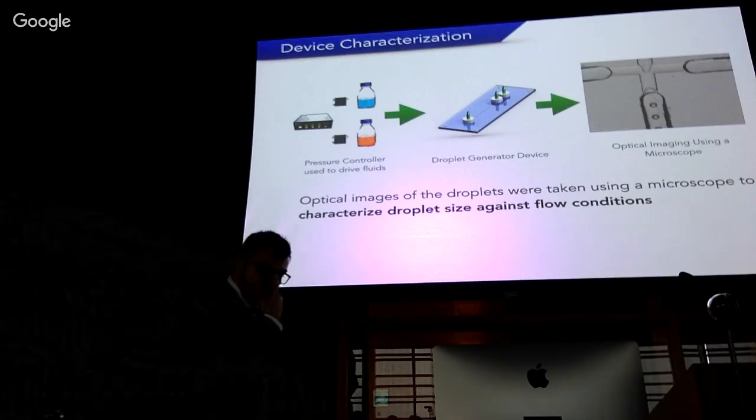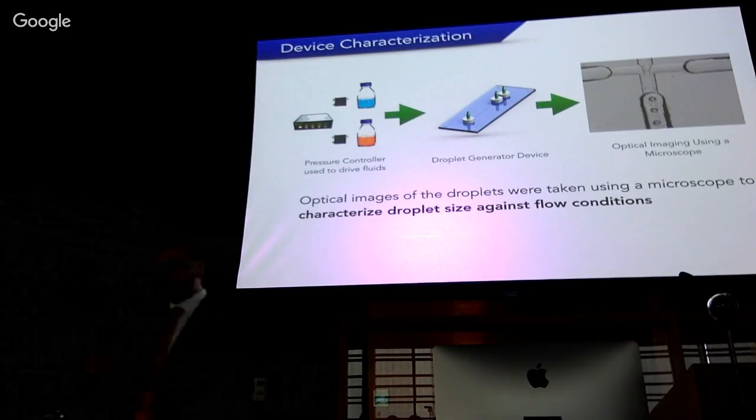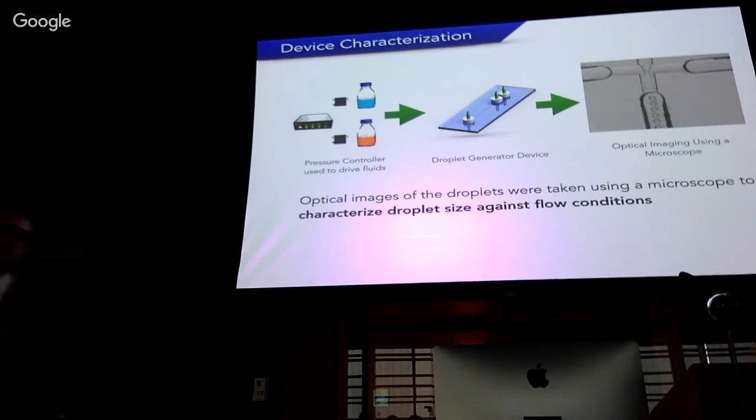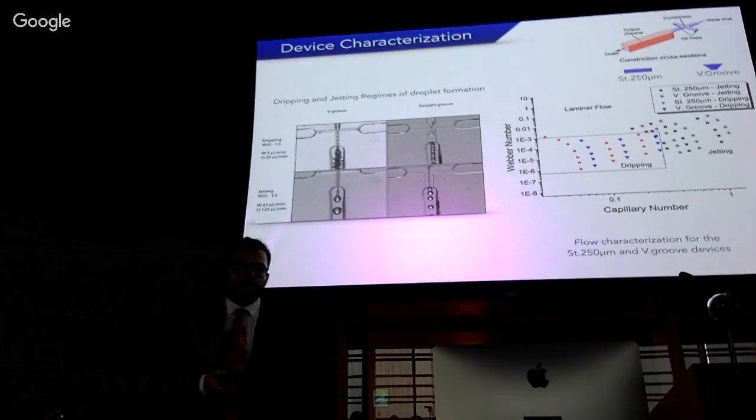So now, for device characterization, we use some pressure pumps. Then this is our device. We use the pressure pumps to send the liquids to the device. And then you get these images using a microscope, this video. With software, we're able to measure the size of these droplets, and we ended up with this characterization. So here we're plotting the Weber number, which is related to the inertial effects, and the capillary number, which is related to the viscous effects.